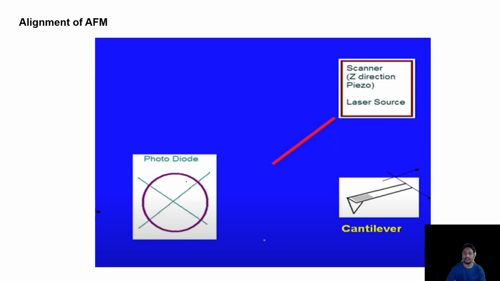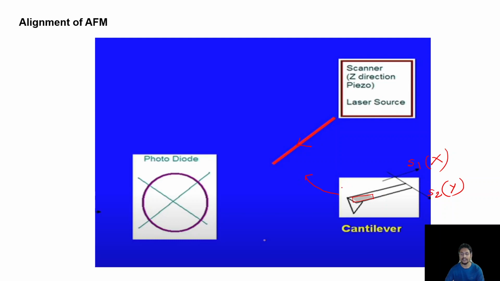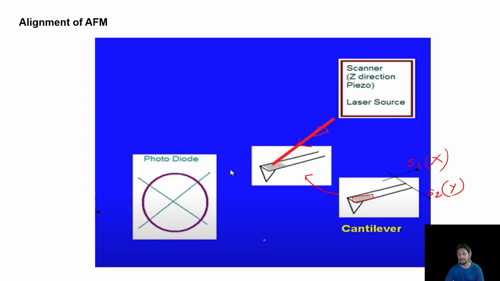So this is, let's say, my cantilever, and this is the photodiode, and this is the scanner. So this is the laser source, and there is the piezo scanner. At first, this light needs to fall upon this reflecting surface. This is the reflecting surface. And there are two screws. Let's say this is screw one and screw two. Let's say this works in X, this works in Y. So just using these two screws, I need to take this cantilever into this position. So it will come like this.